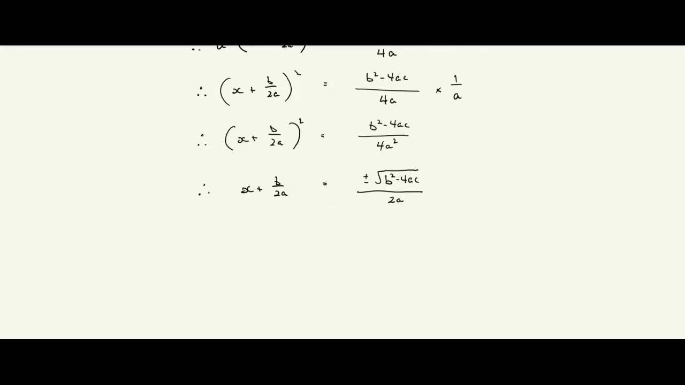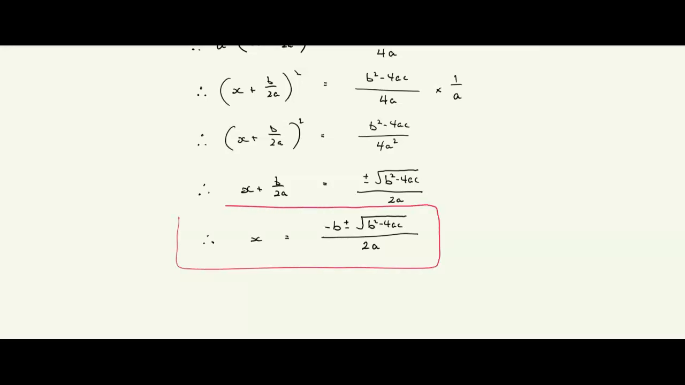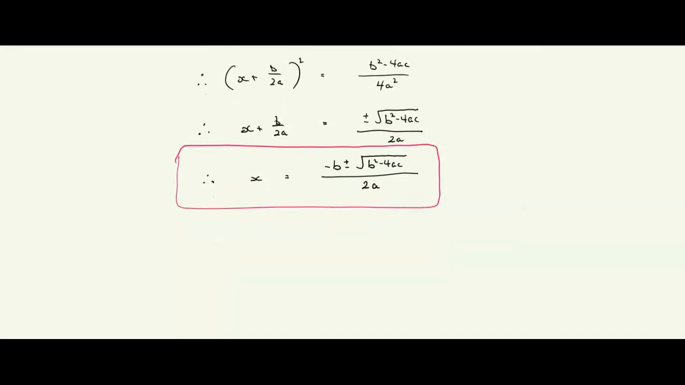Nice. Now I need to subtract b over 2a. I've got the same denominator here on the right, so that's not going to be too stressful for me. So I'm going to subtract b over 2a. So it'll be minus b plus or minus the square root of b squared minus 4ac, over 2a. And I reckon that we've seen that somewhere before, haven't we? There's our quadratic formula. All right, get excited, quad formula.